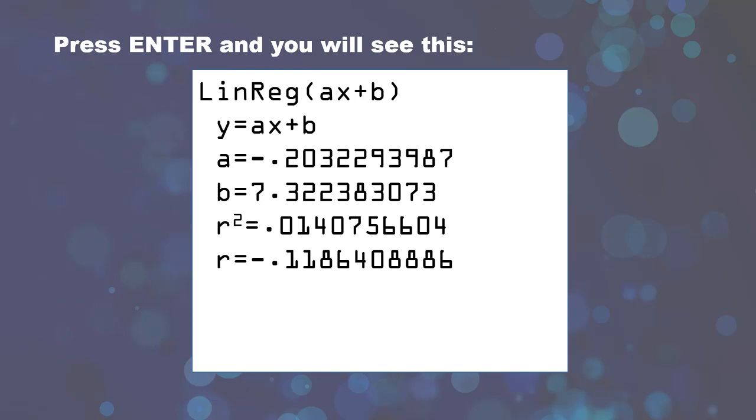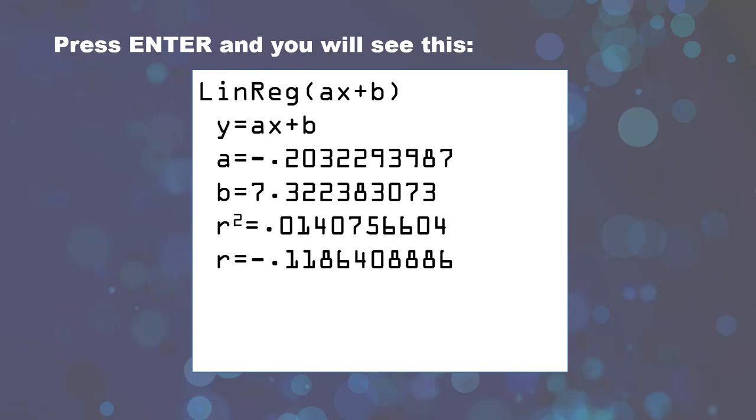So we've got a equals negative 0.2032293987, b equals 7.3223833073, r squared equals 0.0140756604, and r is negative 0.1186408886. All those other values, a, b, and r squared, we don't need yet. Those are coming down the road a little bit. But the very bottom value is the r.